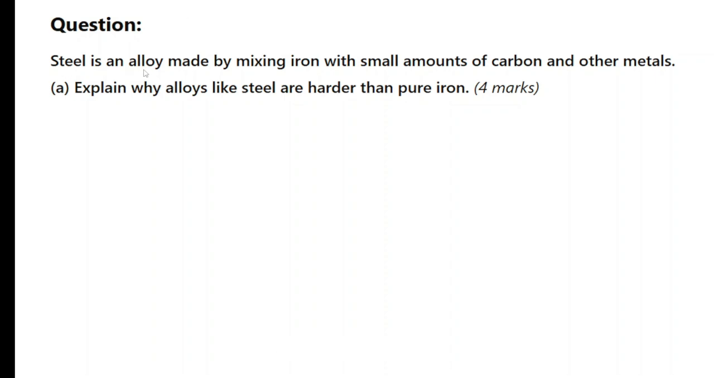Steel is an alloy made by mixing iron with small amounts of carbon and other metals. Explain why alloys like steel are harder than pure iron.